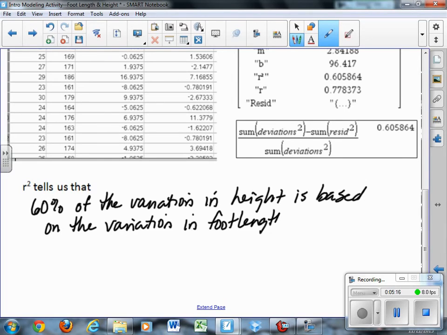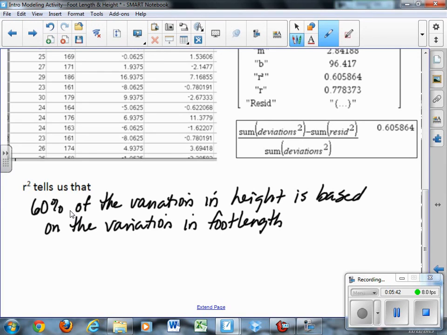Okay, so if I know the variation in foot length, that explains 60% of the variation in height. Now, does that explain everything? No, because there are people with big feet that are short and people with small feet that are tall, and there's all kinds of variations in between. So you still have a lot of variability because people are different. But a lot of the variability has been removed. Over half of the variability in height can be explained by how big your foot is.